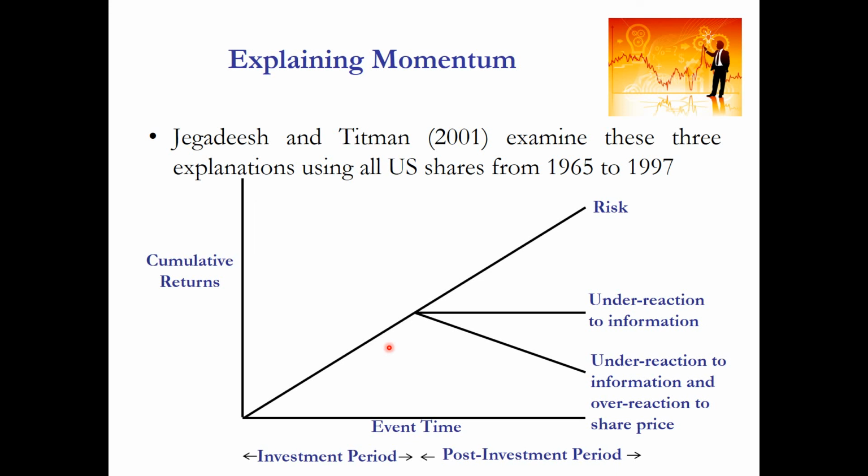This is argued by Barberis, Shleifer and Vishny, and Hong and Stein as part of their momentum profit explanations.